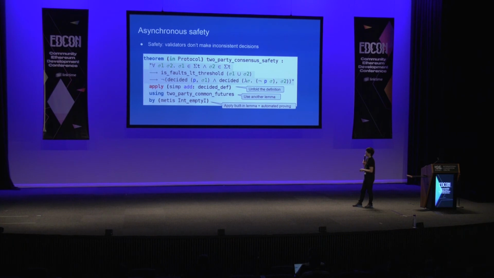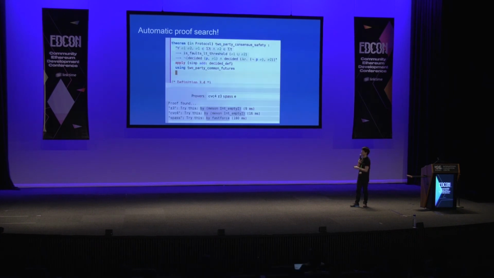The second line means that I want to use a lemma which is already proved in another place. The third line is the automatic theorem proving method, which is Metis, and it uses the built-in lemma. To be honest, I didn't find the last line of the proof myself, because we have automatic proof search. Isabelle does not always prove everything, but sometimes it helps you find some part of the proof. This is a picture where Isabelle finds the last line of the proof.